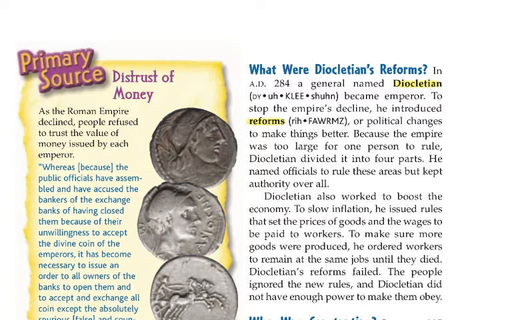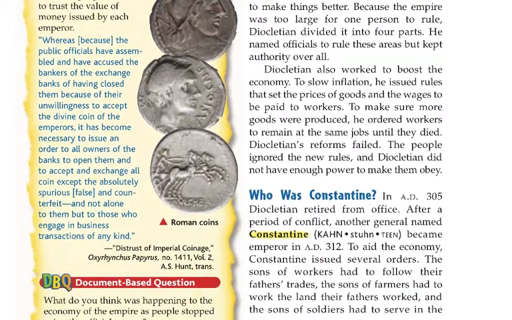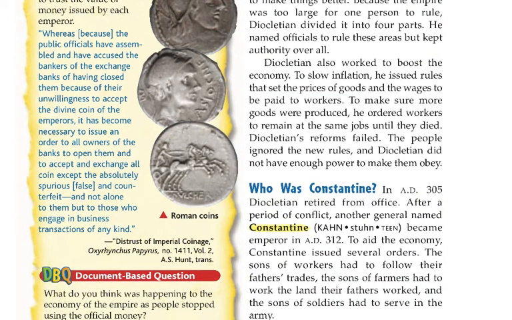Diocletian also worked to boost the economy. To slow inflation, he issued rules that set the prices of goods and the wages to be paid to workers. To make sure more goods were produced, he ordered workers to remain at the same jobs until they died. Diocletian's reforms failed. The people ignored the new rules, and he did not have enough power to make them obey.